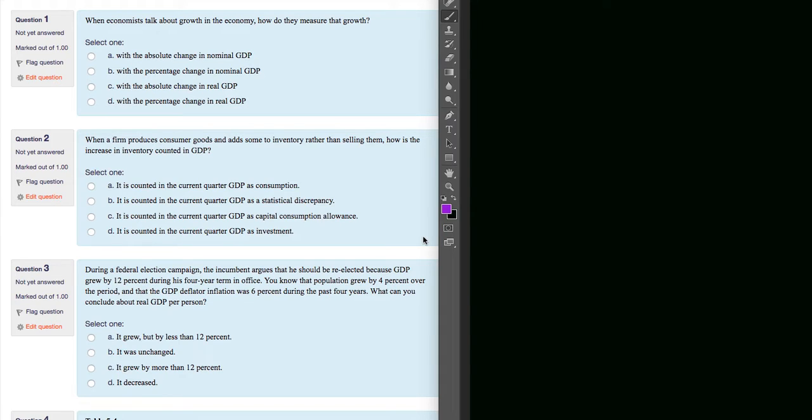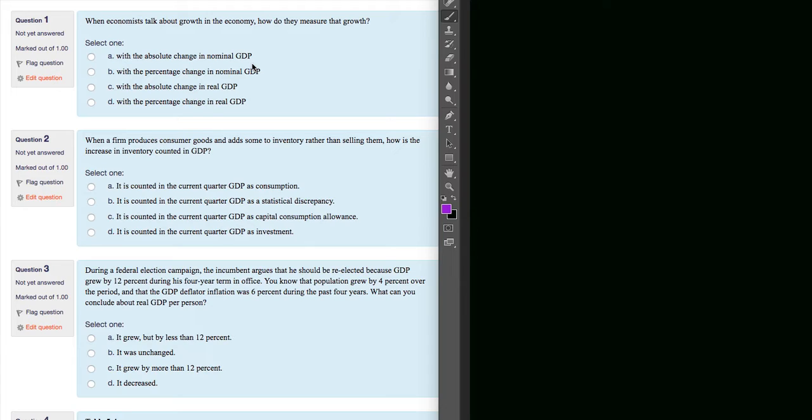All right, so this is chapter 5's practice questions, the quiz that you already have the answers to, but here's just a little bit more explanation about what's going on, what we're looking for. So when economists talk about growth in the economy, how do they measure that growth?